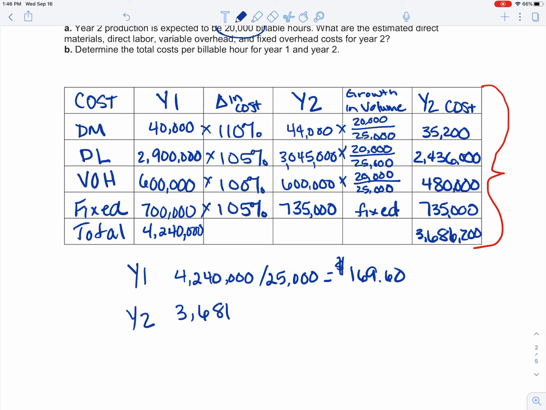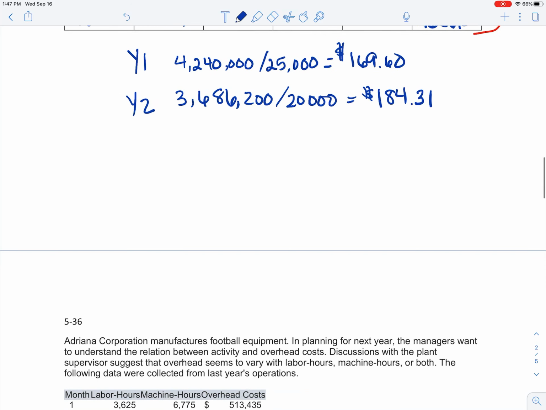In year 2, I'm going to do the same. I take 3,686,200. Here I only have 20,000 billable hours. Therefore, my total is 184.31. So that's just one way you can set it up. Obviously, there's other ways to do it, but this really lays it out, shows you what's happening from year to year, and also shows you that difference in billable hours and how that affects your total costs.